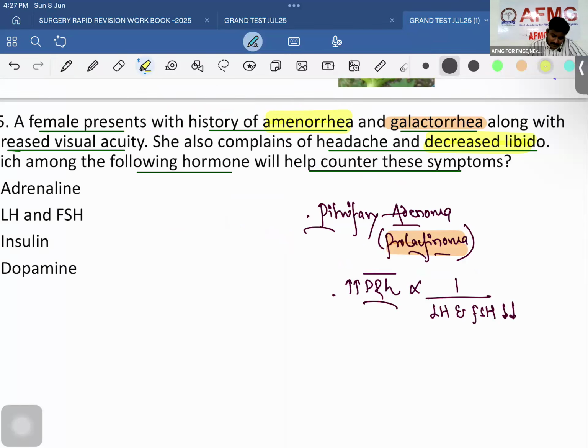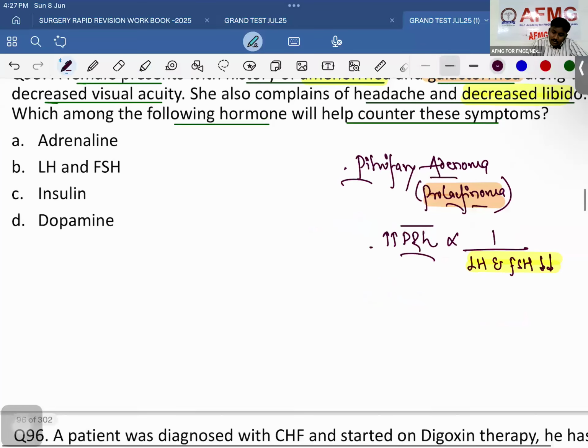तो इसीलिए as prolactin levels are high, beta, the patient may have problems like amenorrhea along with decreased libido, beta. Decreased visual acuity is because of compression of optic chiasma, and headache is also due to the increase in intracranial pressure. Those are symptoms of tumor. But the specific symptoms are basically due to deficiency of LH and FSH. So which hormones, if given, will help the patient? Option B, that is LH and FSH, beta.